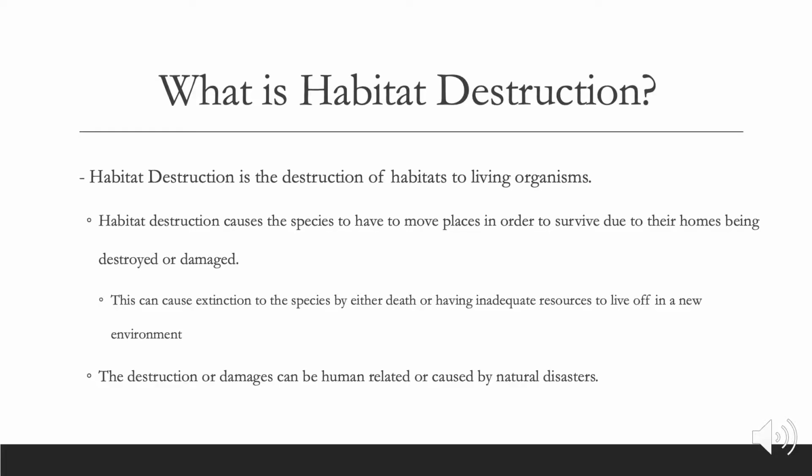What is habitat destruction? So, habitat destruction is when a natural habitat like trees, grass, bushes, etc., are destroyed or damaged in which they can no longer support the organism that once lived there. This causes the species that once lived there to have to find a new place to live due to the destruction or damage to their home. Imagine how hard this could be. When a species has to relocate, this can cause extinction. This is due to death of the species. So many deaths causes extinction.